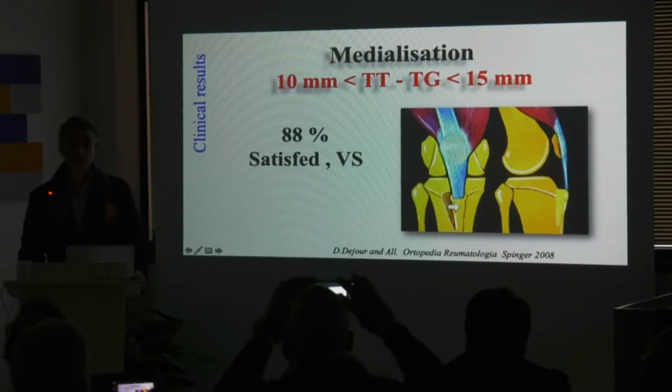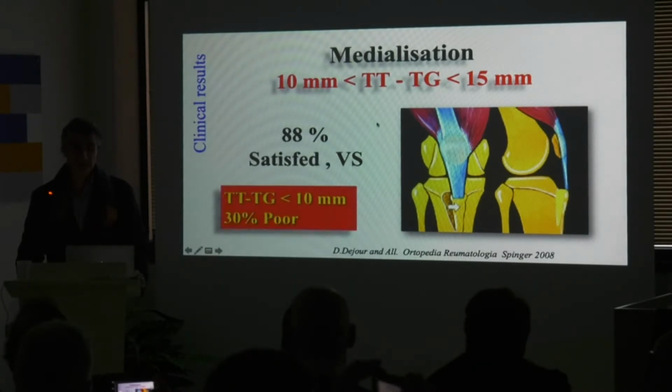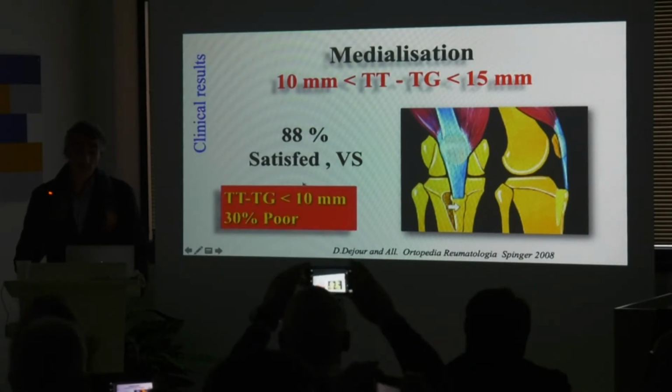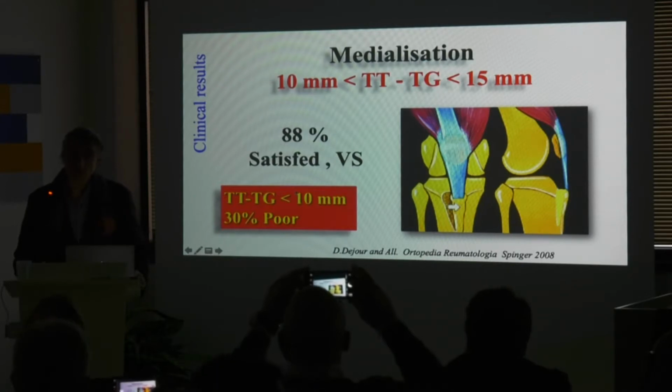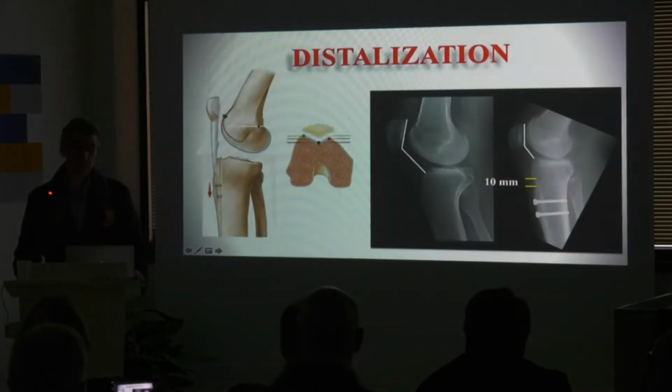So remember that this is a very old study we did. And when the TTTG was between 10 and 15 on the CT, 88% of satisfied patients. But when we had overcorrection, more than 10, 30% of poor results. So the hypercorrection is really, really bad. So be careful about that.